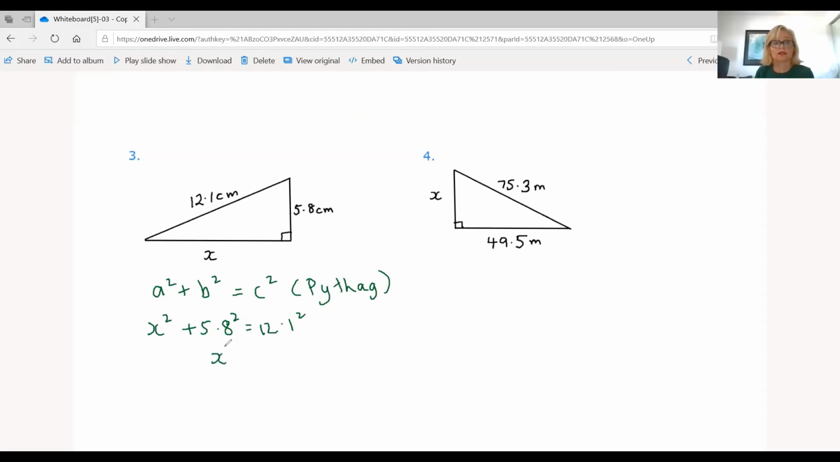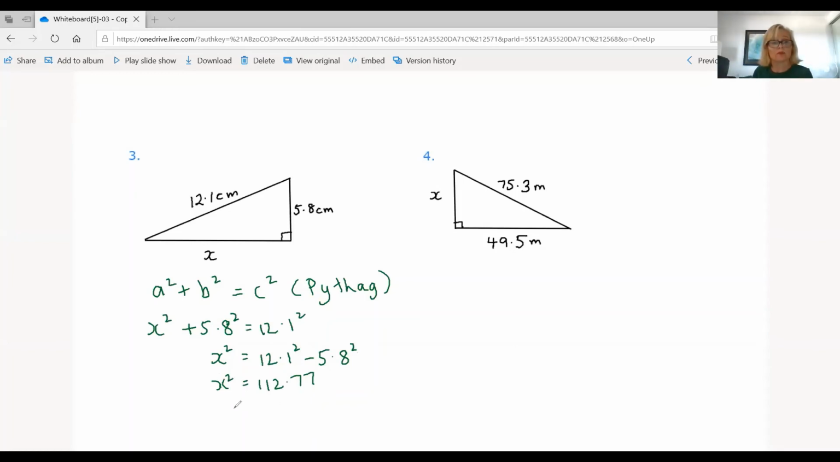So I would go from that step to this step. There's a little bit of algebra here. We're taking away 5.8 squared from both sides. Now, as I said on the previous slide, I personally would plug that into my calculator at that stage. 12.1 squared minus 5.8 squared, and you get 112.77 is our x squared. All righty.